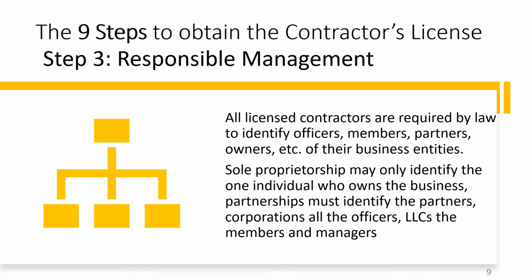Step 3. Responsible management. All licensed contractors are required by law to identify officers, members, partners, owners, etc. of their business entities. Sole proprietorships may only identify the one individual who owns the business. Partnerships must identify the partners. Corporations, all the officers, and LLCs, all the members and managers.